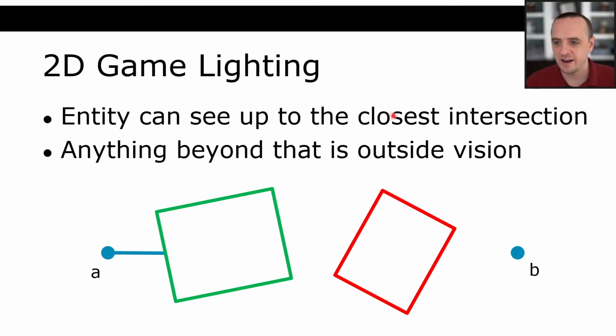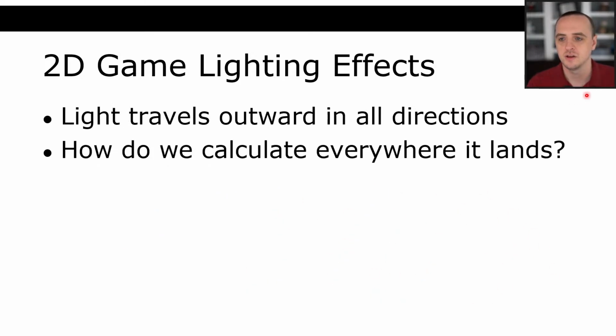So the entity can see up to the closest intersection. And you just take the distance between A and the intersection point, you get the distance, and then you can find the closest one. Anything beyond that is outside of its vision. So A cannot see over here, for example. So 2D game lighting effects.